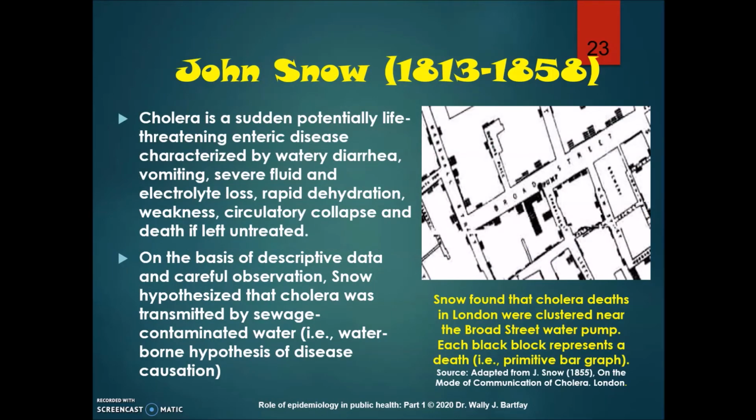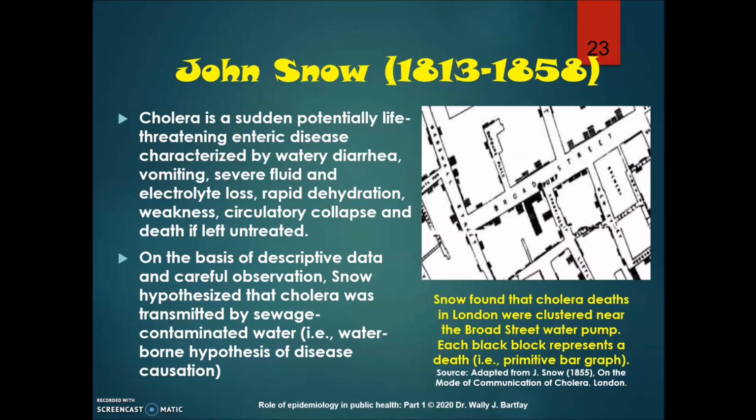John Snow in the 19th century, and what was happening here, there were a lot of cholera outbreaks happening in England and other parts of the world, of course. And cholera happens quite suddenly. It's a potentially life-threatening enteric disease, clinically characterized by very loose, watery diarrhea and vomiting. There is severe fluid and electrolyte loss, rapid dehydration, and weakness, of course, for the patients. Circulatory collapse may happen, and of course, if left untreated, death may occur.